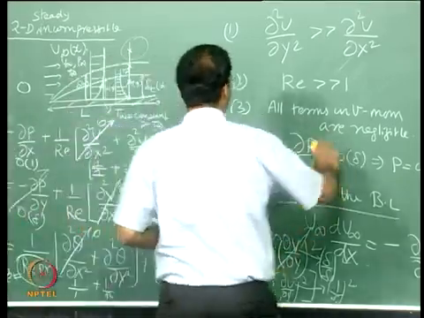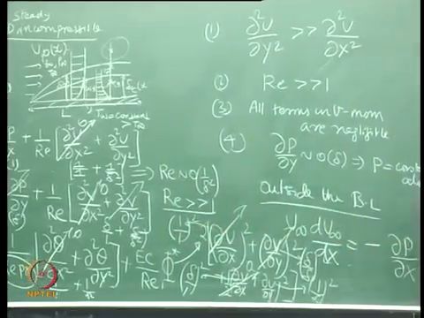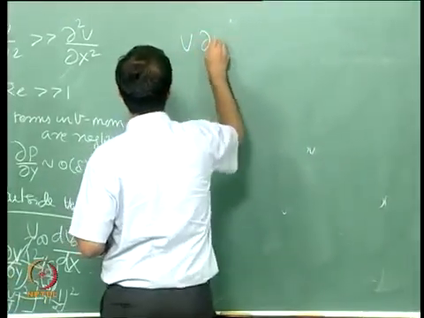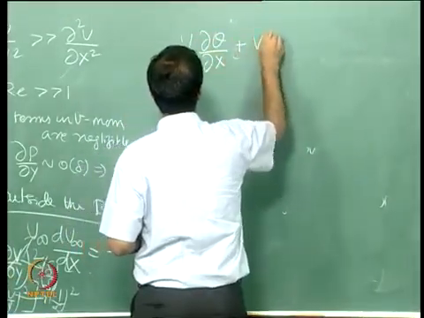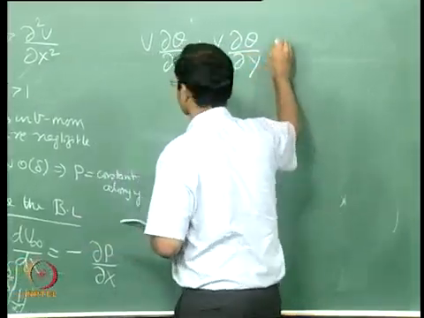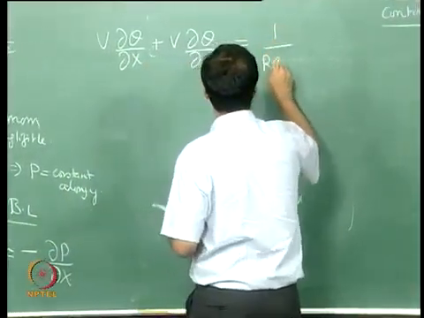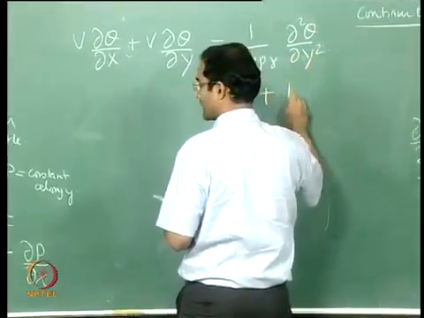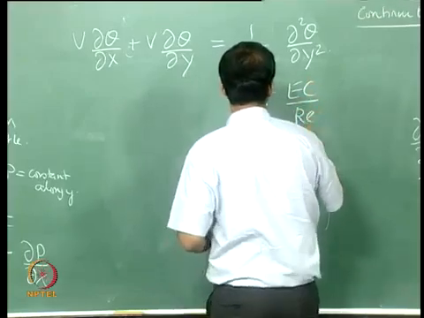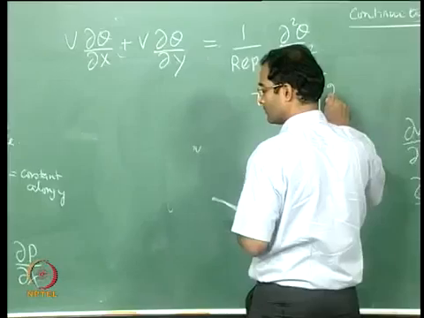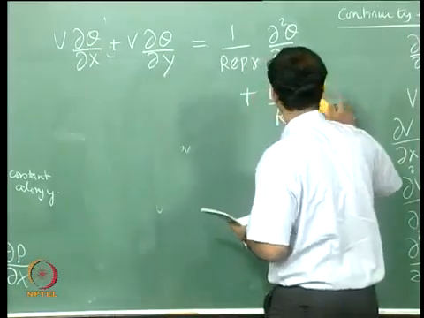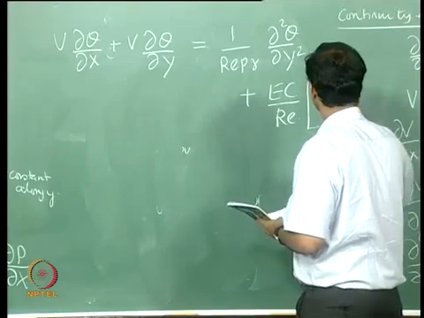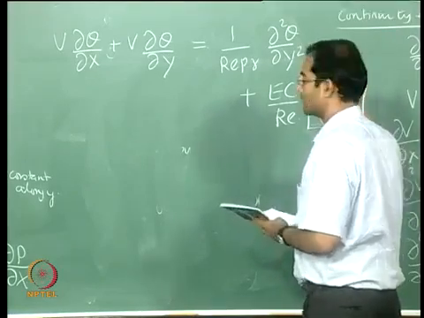So finally, if you write for temperature, you end up with the following equation: u d theta by dx plus v d theta by dy will be equal to 1 by Re Pr times the second derivative of theta with respect to y square, plus Eckert by Reynolds number times 2. So 2 by 2 cancels there. What is the only term that is important? du by dy the whole square.